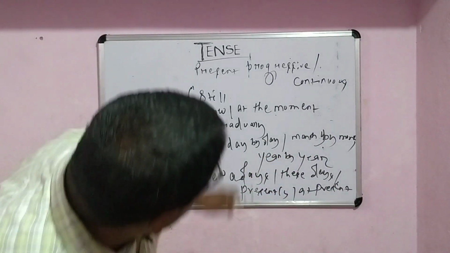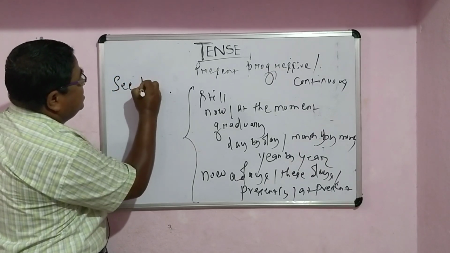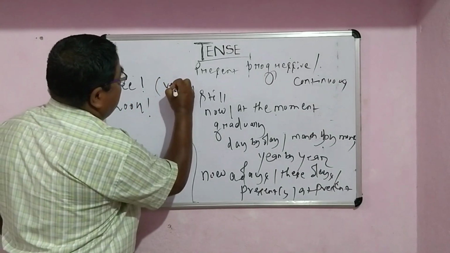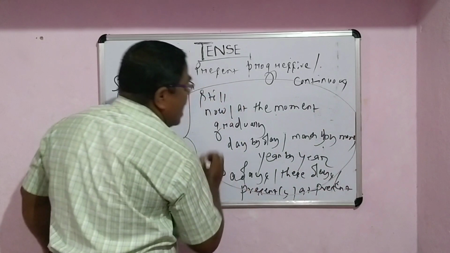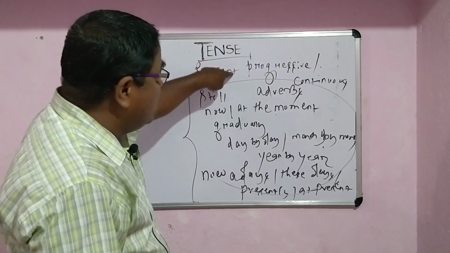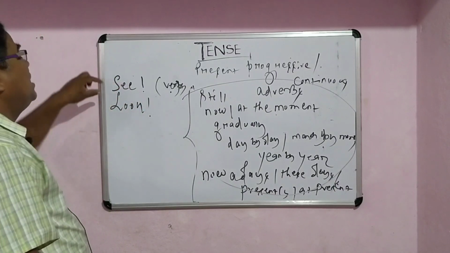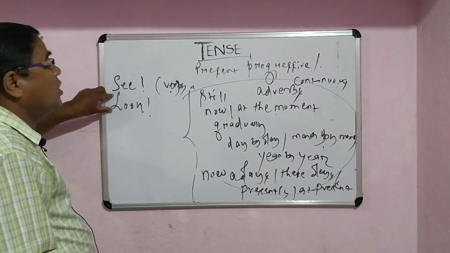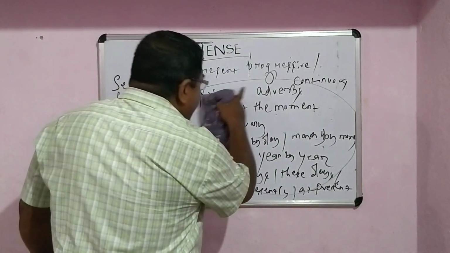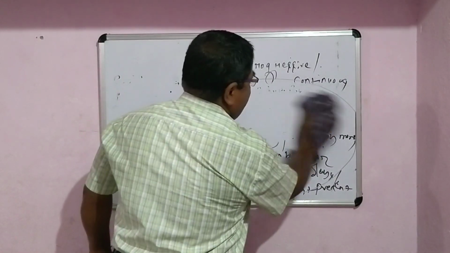Apart from these time adverbs, suppose your sentence begins with a verb just like look. Remember, these are the verbs and these are the adverbs. That means your present progressive generally goes with the use of such adverbs in English sentences. Similarly, if your English sentence begins with a verb just like see and look, you can also use present progressive. Now I'm just going to give you some examples on the adverbs as well as on the verbs for your present progressive tense or present continuous tense.